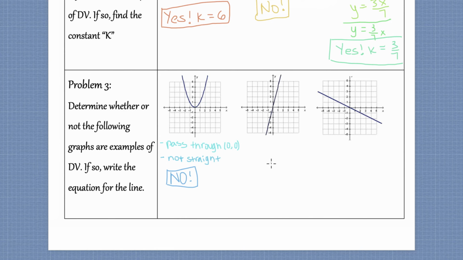So for our next one, we can see that this one does pass through the origin, and it is also a straight line. So because it meets both of the conditions, we can say that yes, this is a direct variation line. And it says that if it is direct variation, we also need to write the equation for the line. So to find the equation for the line, all we have to do is just find the slope.